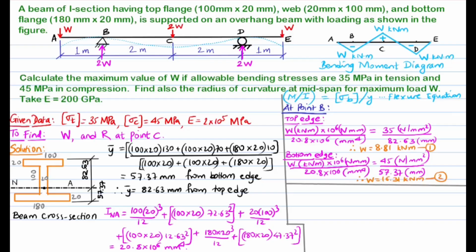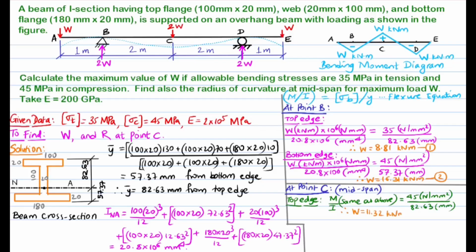Now, considering the midspan point, that is C, which experiences maximum sagging, the top layers experience compression while the bottom layers experience tension. Therefore, for the topmost layer in compression, Mmax, that is W kilonewton meter times 10 to the power of 6 converted to Newton millimeters over I, which is 20.8 times 10 to the power of 6 in millimeter to the power of 4 units, equals sigma C, which is 45 megapascals over Yc, which is 82.63 millimeters. We get W as 11.32 converted to kilonewton meter units. Let's call this equation 3.